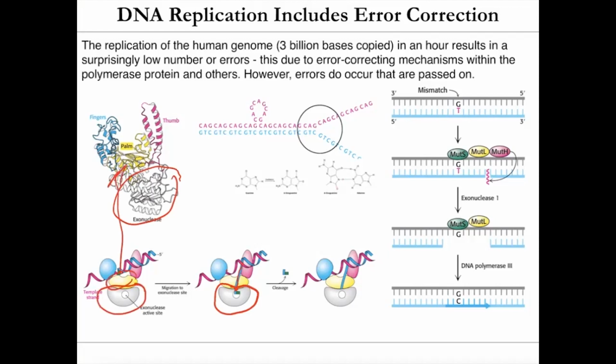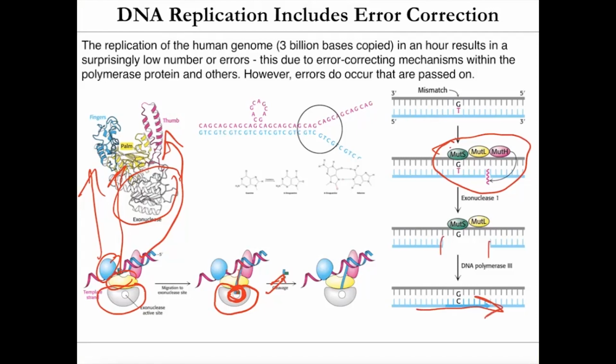See, this is like the palm. This is the fingers. This is the thumb. If the wrong base gets put in, the DNA strand will kind of become wobbly, and then it'll reach this exonuclease site, and it'll kick off that one and put the correct one in its place. There's also a bunch of proteins that scan the genome looking for errors, and then they can cut out that section of DNA, and another polymerase can come in and put the correct bases in. So this error correction is really important to maintain the integrity of your genome, although errors do definitely occur.